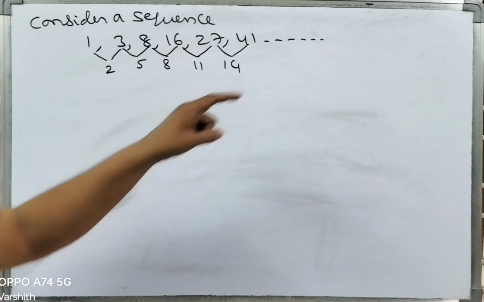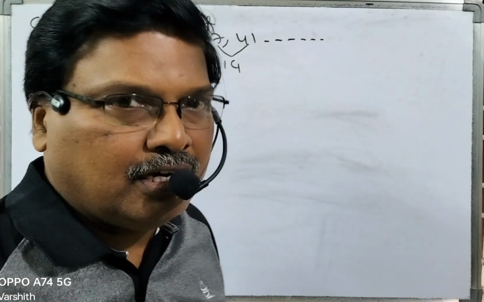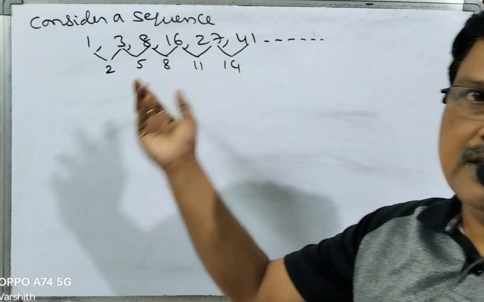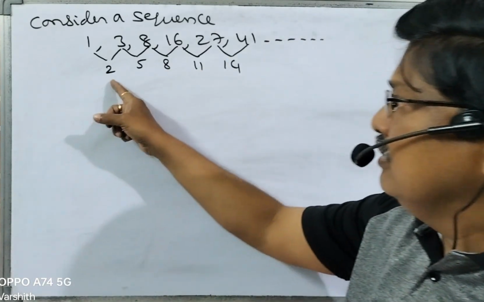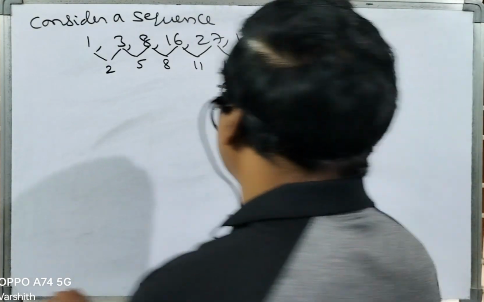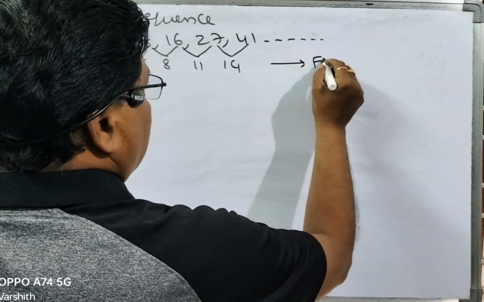Is it constant? No. If it is constant, automatically it will become an AP only. If all these differences are constant, then it will become an AP only. But here, the differences are not constants. That's why, as I told you already, these are nothing but the first differences.